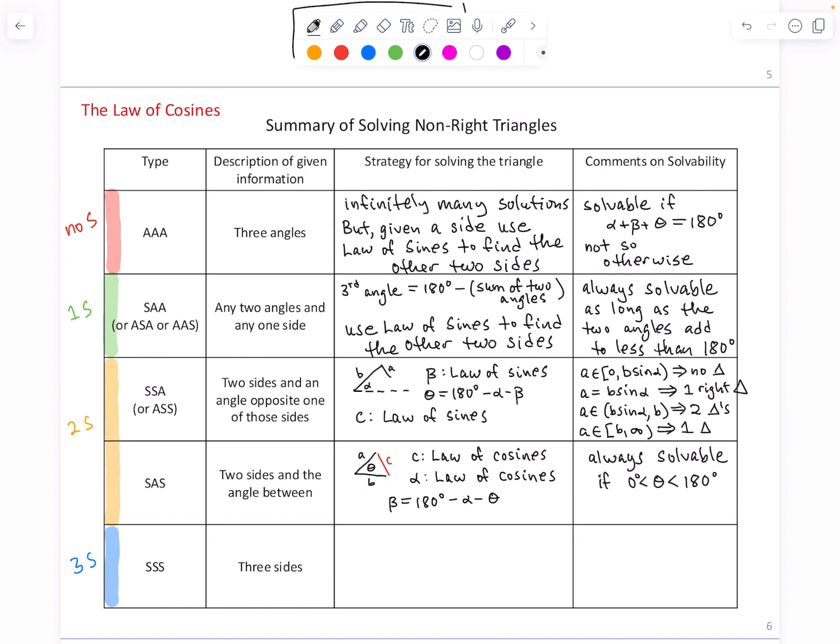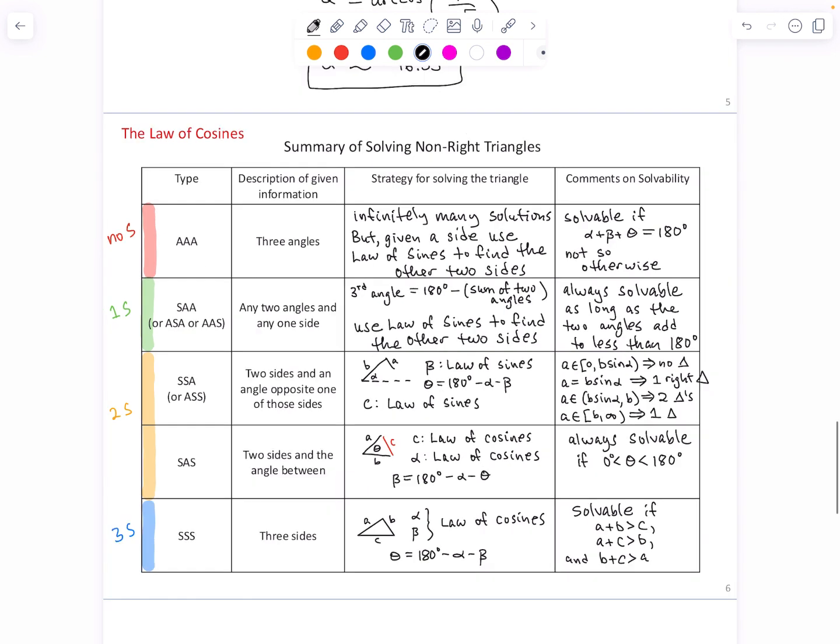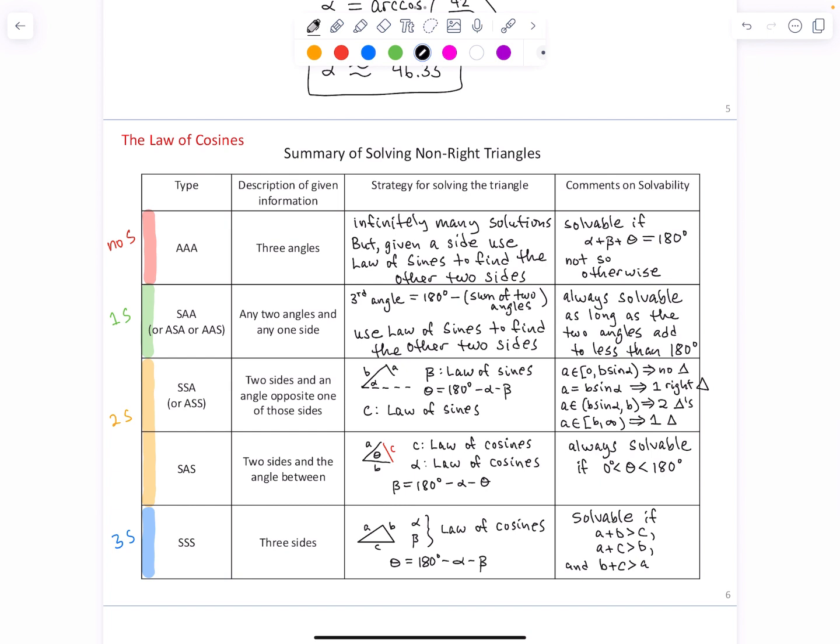And then 3 sides. This one is also always solvable if the sum of any 2 sides is always more than the third side. So A plus B has to be more than C, A plus C has to be more than B, and B plus C has to be more than A. Then you can find any 2 angles, I'll say alpha and beta, using the law of cosines for each one, and then once you know 2 of them, you can find the third by doing 180 degrees minus the 2 that you found. All right, this summary concludes not only this lesson on the law of cosines, but also is a recap on the previous lesson on the law of sines.